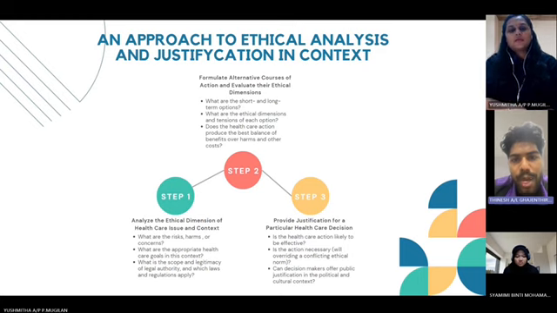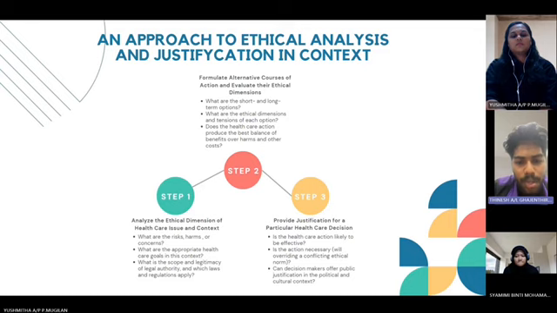An approach to ethical analysis and justification in context. Step 1, analyze the ethical dimension of the healthcare issue and context. What are the risks, harms, and concerns? What are the appropriate healthcare goals in this context? What is the scope and legitimacy of legal authority, and which laws and regulations apply?